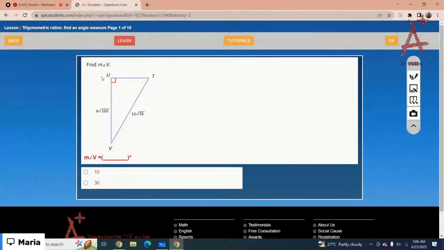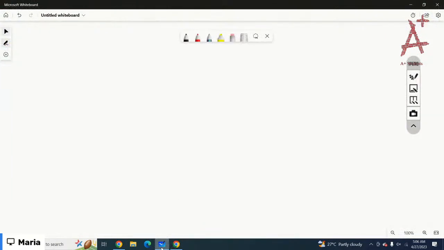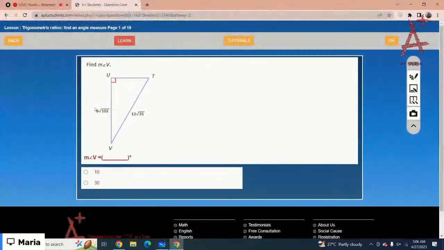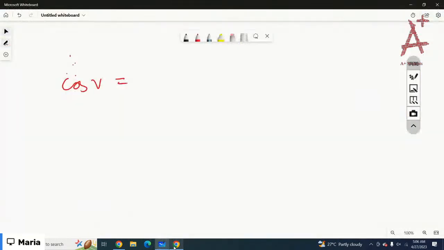Measurement of angle V, you have to calculate the angle V. Here is angle V, so you have to calculate the cos of angle V. That would be 6 square root 105 divided by 12 square root 35. Got it? So it would be 6 square root 105 divided by 12 square root 35.